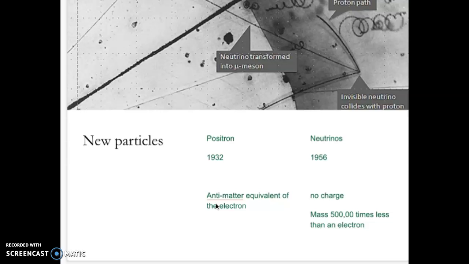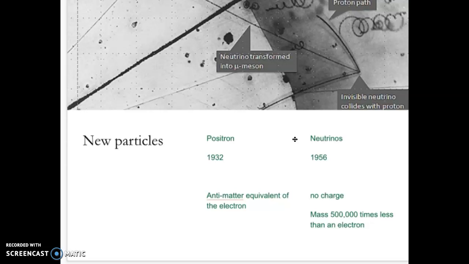The second particle I'm going to talk about is the neutrino. The neutrino was discovered in 1956 and has no charge and is 500,000 times smaller than an electron, which is already 1,800 times smaller than a nucleon. So you can imagine how difficult to trace a neutrino might be. So those two particles, one being antimatter for an electron, and a neutrino, which also has an antimatter equivalent, which means it's exactly the same, but the antimatter equivalent.